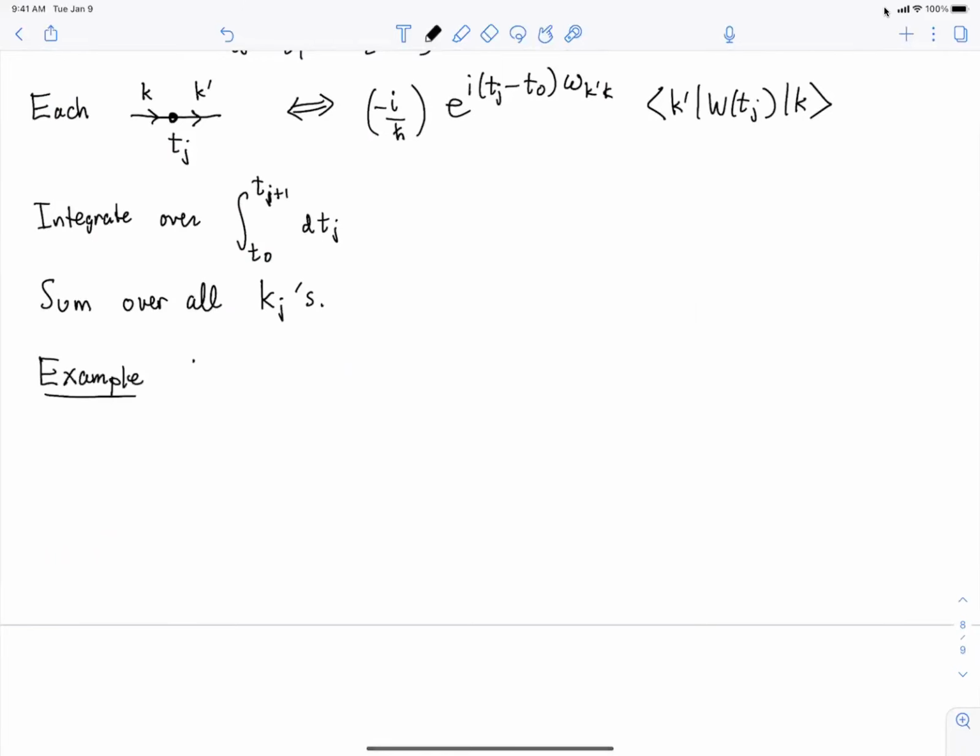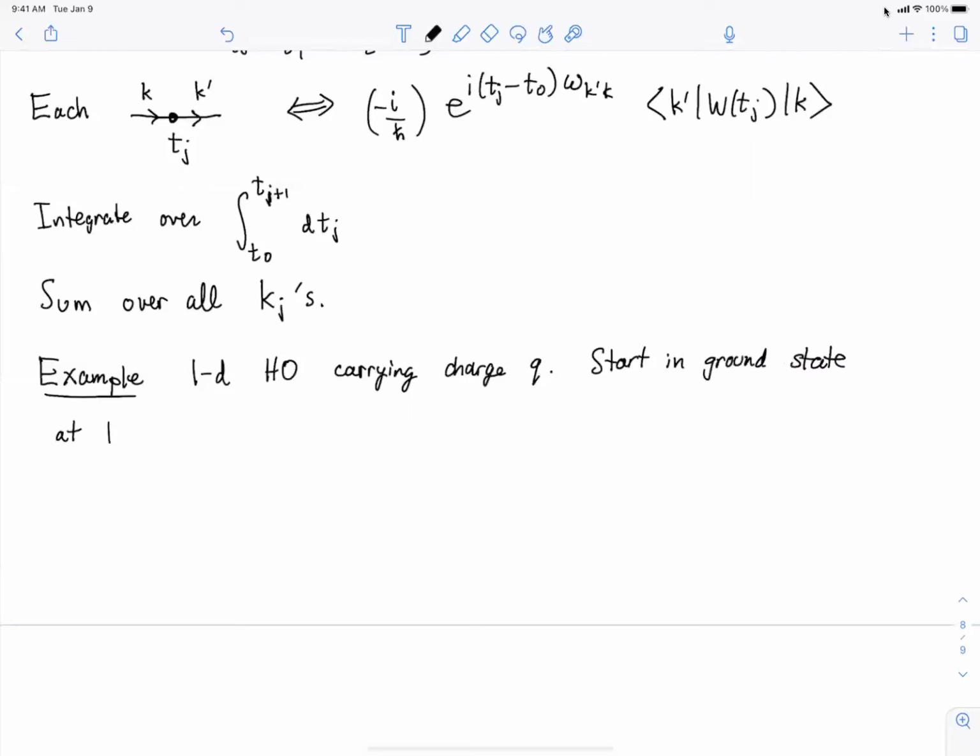So this example is we're going to do a one-dimensional harmonic oscillator, okay, which carries a charge. And then we're going to put it in an electric field. Okay, and we're going to start in the ground state to make things easy. In a general problem, we wouldn't necessarily start in the ground state, but we'll start in the ground state in the far past at time t0 equals minus infinity. Okay, and so here's our unperturbed Hamiltonian. It's just our old friend, the harmonic oscillator.